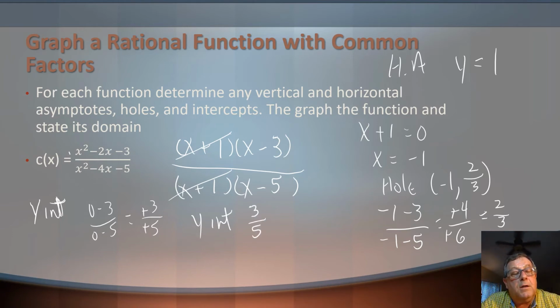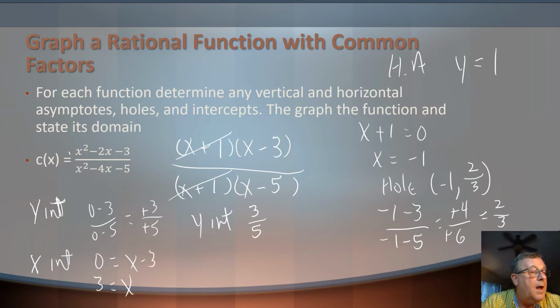Okay, what about the x-intercept? The only thing I have to worry about for the x-intercept is the numerator, because the denominator can't equal 0. If it does, boom, we're undefined, we're just out of the question. So for an x-intercept, we're going to set y equal to 0. So we'd say 0 equals x minus 3 and solve. And so when x is 3, we have an x-intercept.